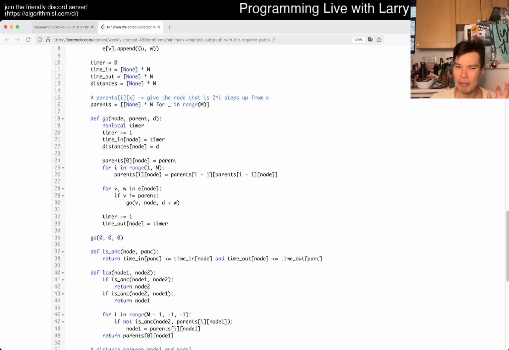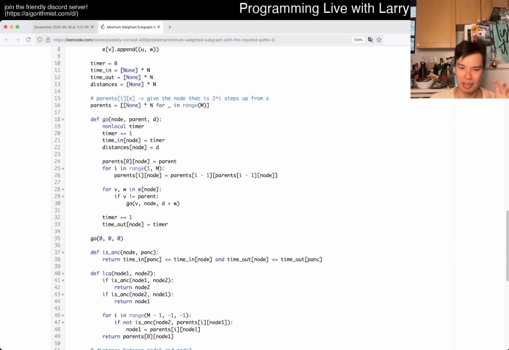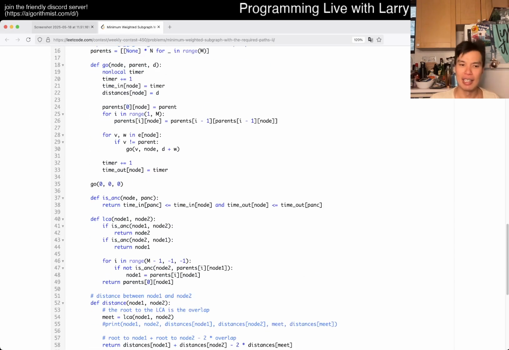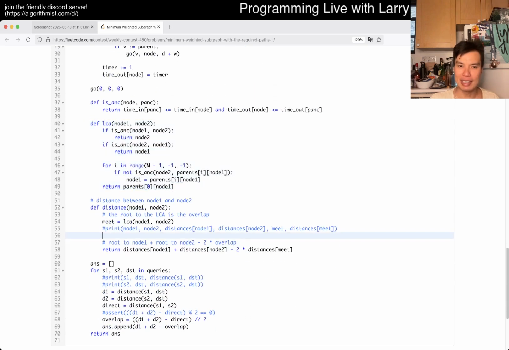I always worry about off by ones when it comes to log stuff. It's just a bad habit maybe. But in any case, let's say this is log n, and this is O of 1 because, as you can see, it's just an if statement. So log n for each LCA query, which means the distance is log n, but this part is O of 1, and this formula is also O of 1. So that means that the distance function is log n.